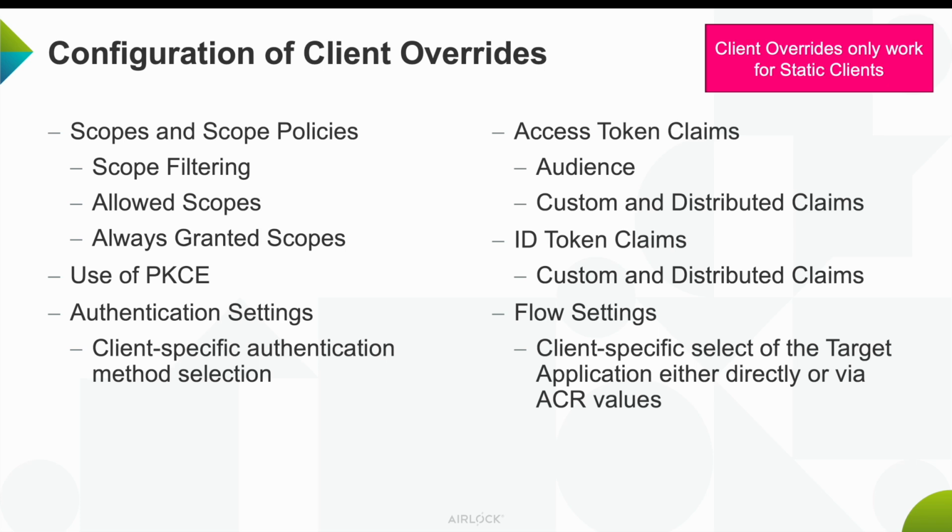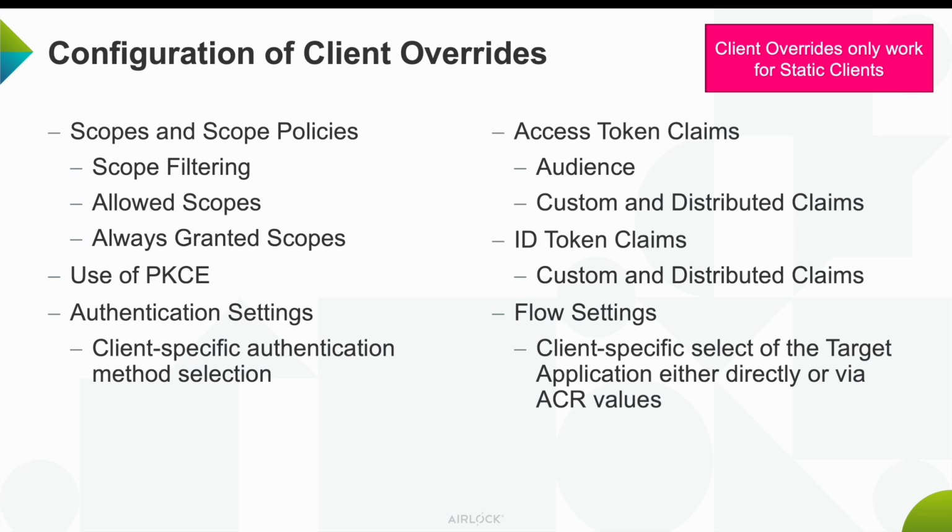What can you actually achieve with the configuration of client overrides in scopes and scope policy? You can define scope filtering, client-specific allowed scopes, and also the allowed granted scopes. These are the ones that we just met when we talked about persistent consent. The use of PKCE can be configured. For example, you could have 20 clients and one of them is not able to support PKCE. Then you can go ahead on the authorization server, you say, yeah, PKCE is mandatory. And on the individual client that doesn't support it, you override it by saying, yeah, no, this client doesn't have to use it, and it will work without PKCE.